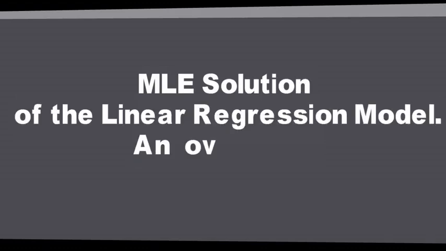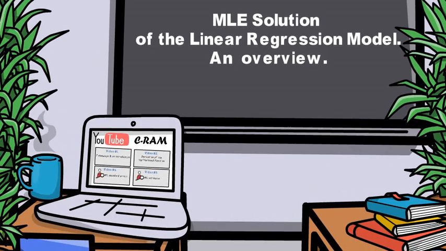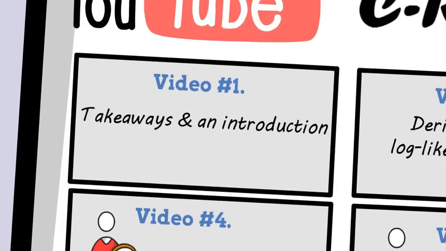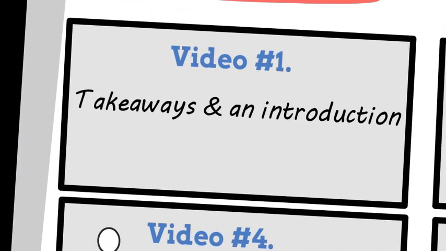This is the first out of 4 videos that I have created to show you step by step how to derive the maximum likelihood solution and standard errors for a linear regression model with Gaussian errors. In that video, I provide you with some takeaways and an introduction to the problem, basically writing down the linear regression model with Gaussian errors.